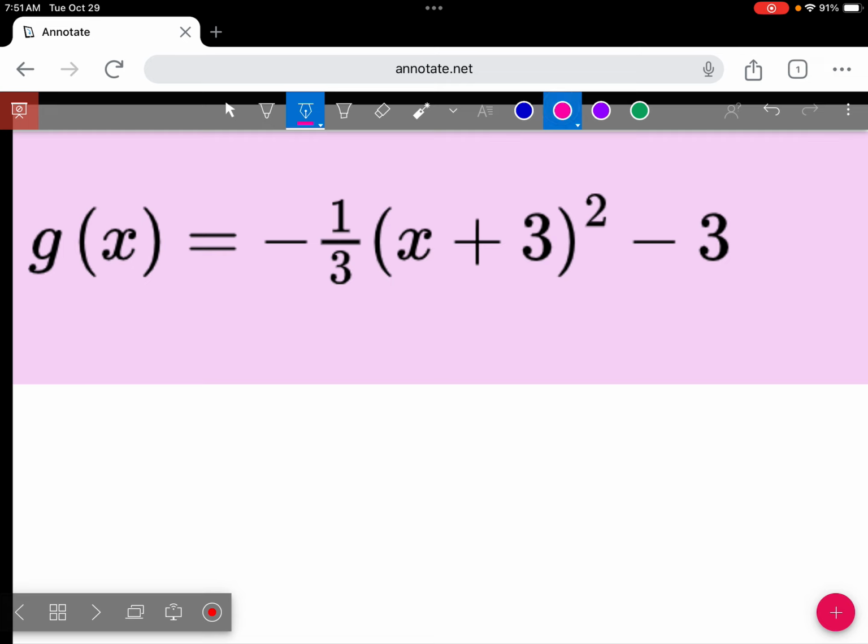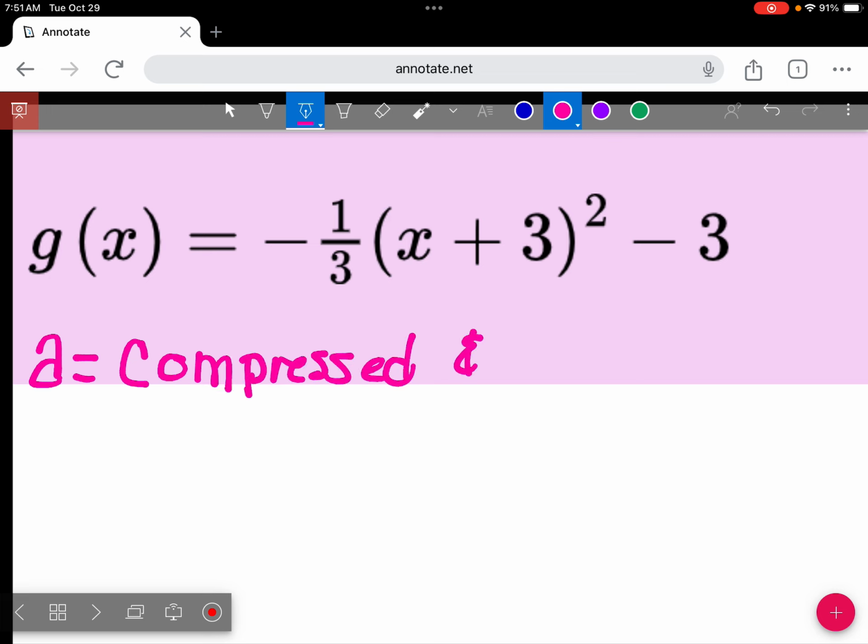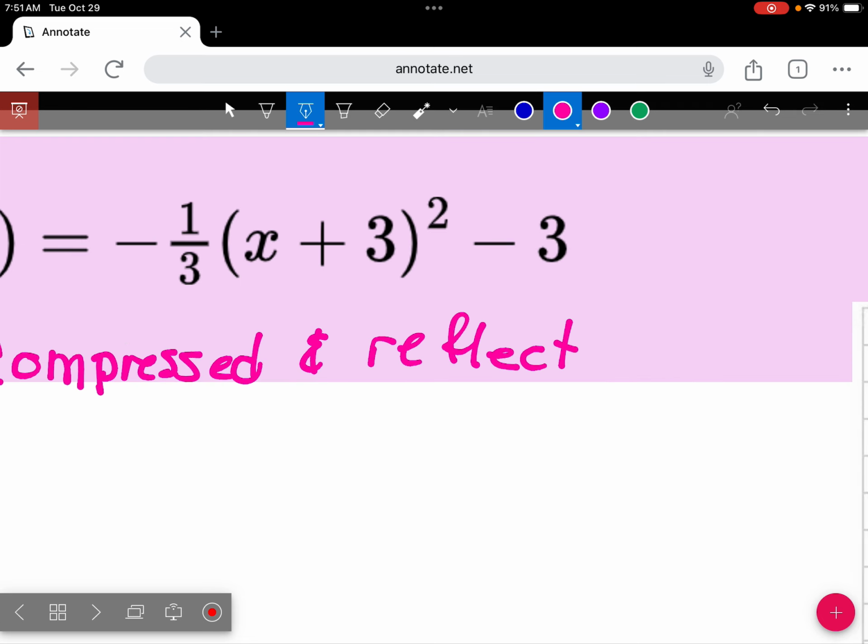What are the transformations we're going to see here? What does our A tell us? It's going to be compressed and reflected. So it's going to squish like somebody sat on it, and it's going to flip upside down. The reason we think about our transformations like this is so we can use it to spot check that things go right. I expect this to be upside down and kind of short.